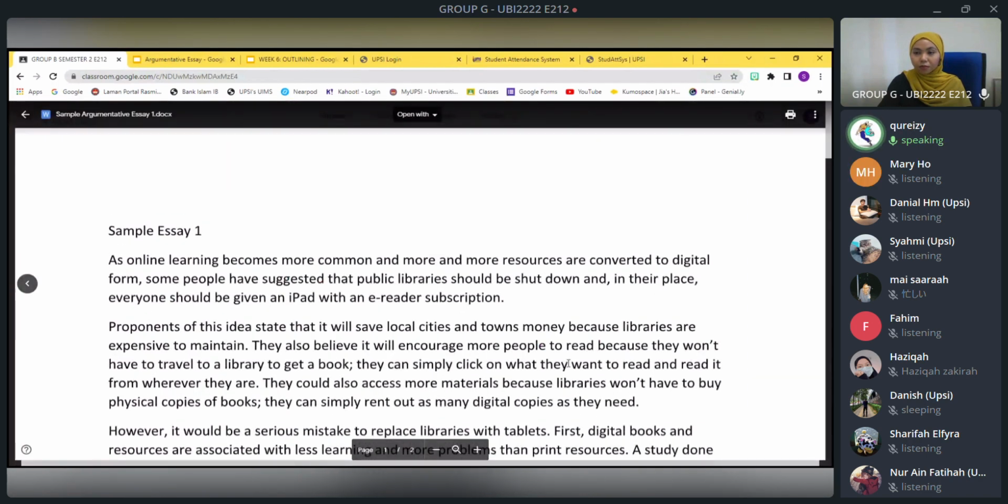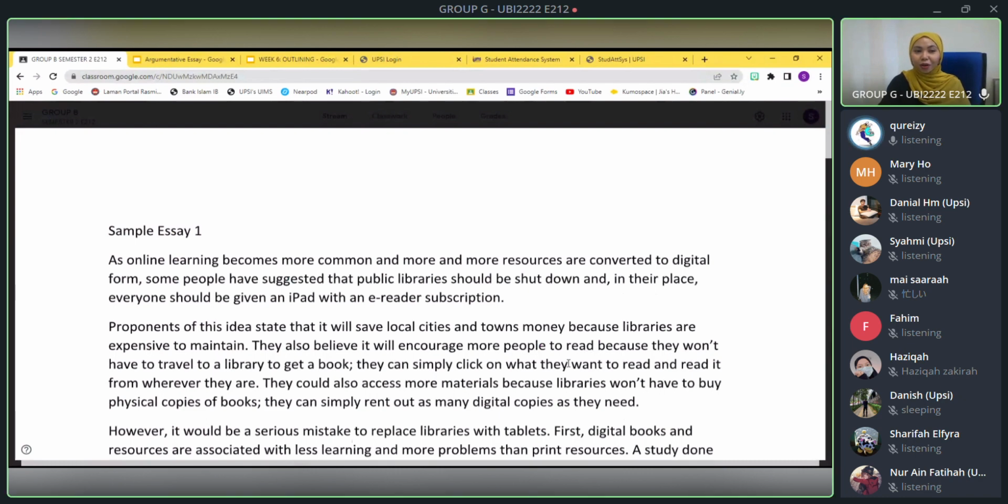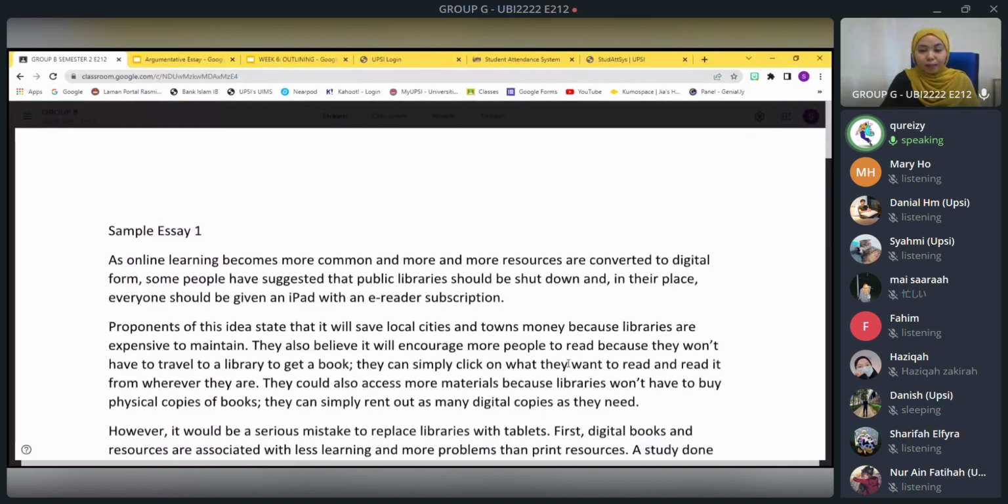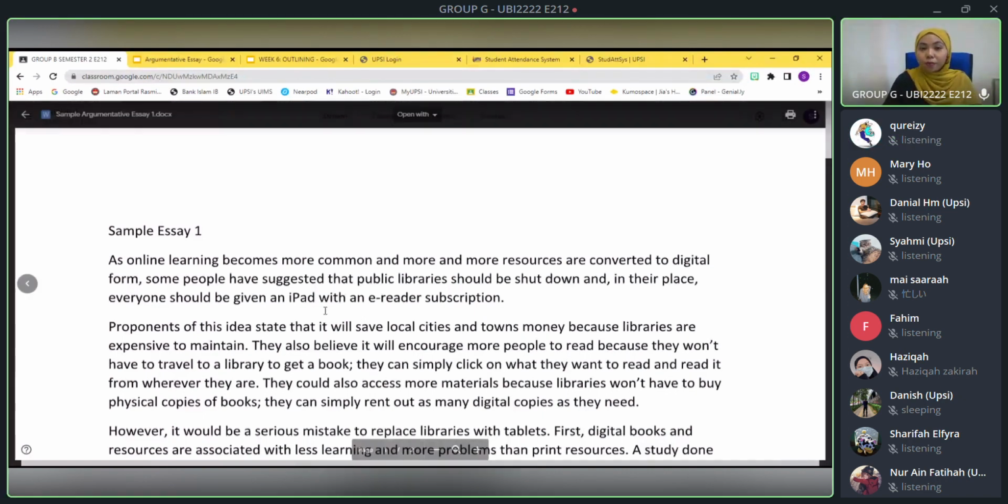It's a fun place, but right now it's a bit, how do you call it? It's a bit redundant. Mm-hmm. Redundant why? Because since most information you can find online anyways. Right. So this is what these people are saying. Some people suggested that public libraries should be shut down.